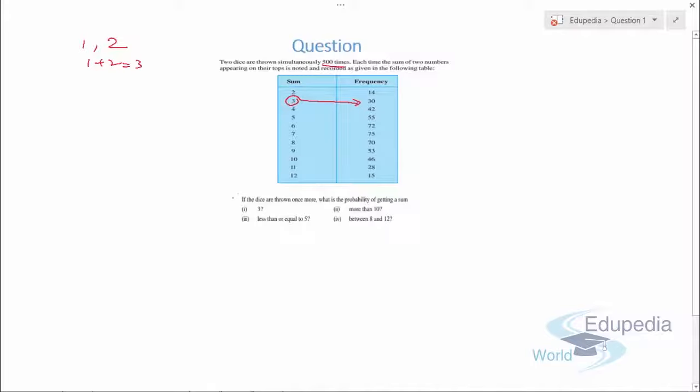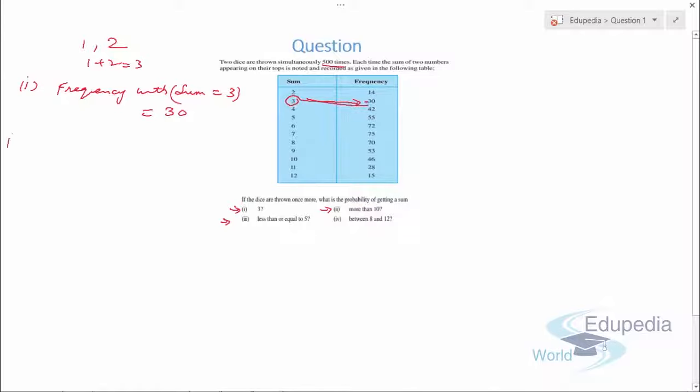Now the question says that if the dice are thrown once more, we need to find the probability of getting a sum of 3, first part. The second part says more than 10, the third is less than or equal to 5, and the fourth part is between 8 and 12. So let's see how we can solve this question. Very interesting question. Now the first part says the sum is 3, so we can say the frequency with sum equal to 3 is given as 30.